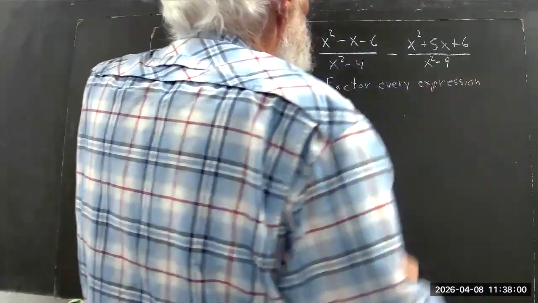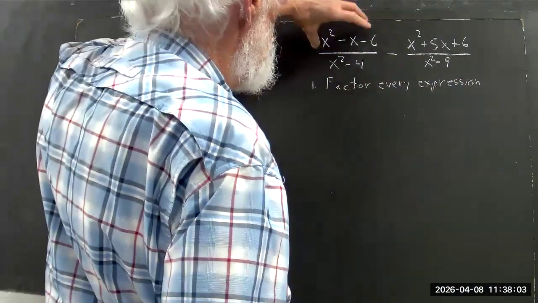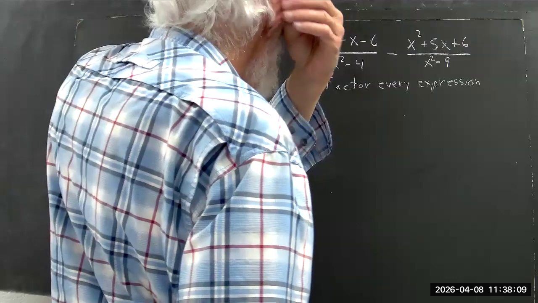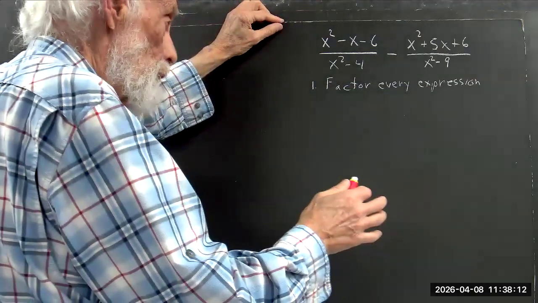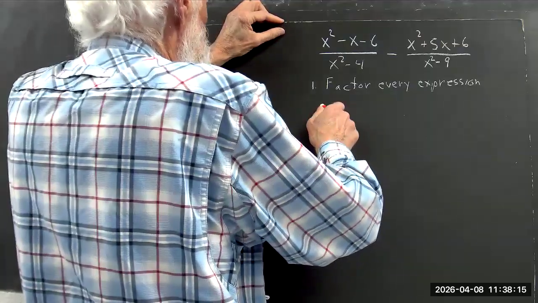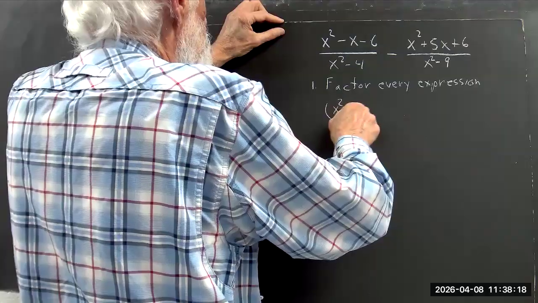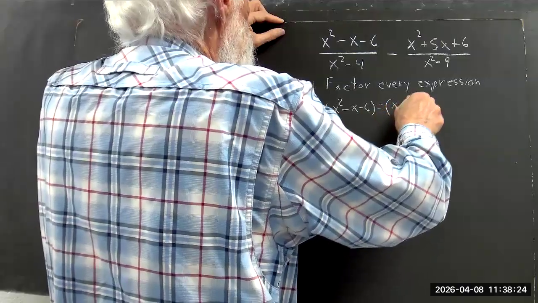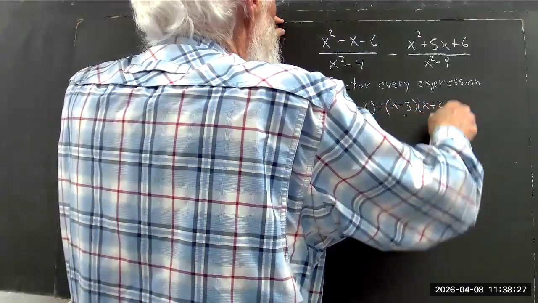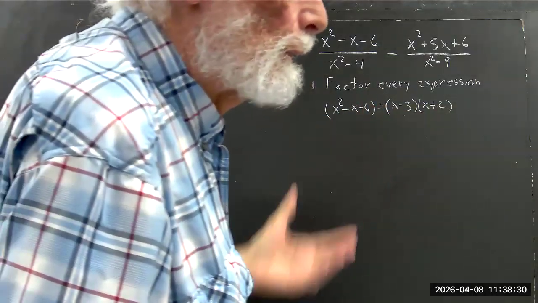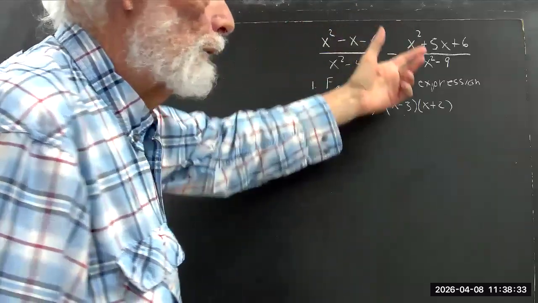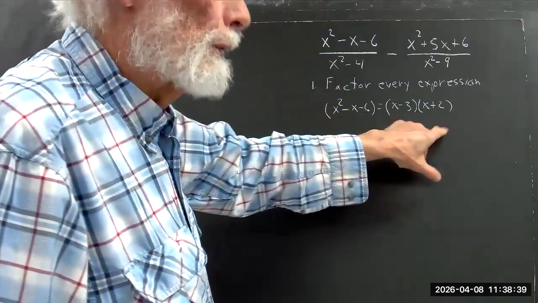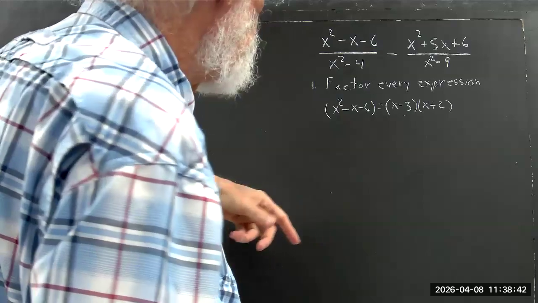I'll say factor every expression. I could even say factor every polynomial, because the numerator of each fraction is a polynomial. The denominator is a polynomial. I'll just leave the word expression there, assuming everybody knows what I mean. So let's take x squared minus x minus 6, which equals x minus 3 multiplied by x plus 2. And of course, you need to review factoring of trinomials. These are fairly easy trinomials to factor, which means I'm going to probably mess something up. Okay, so anyhow, I believe that's how this first numerator factors.